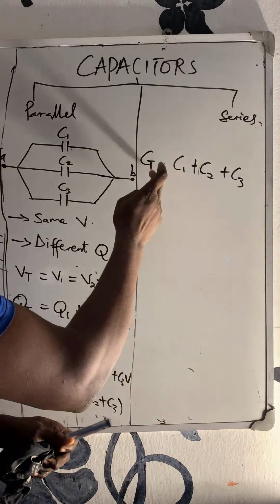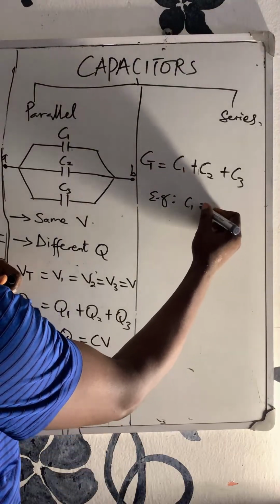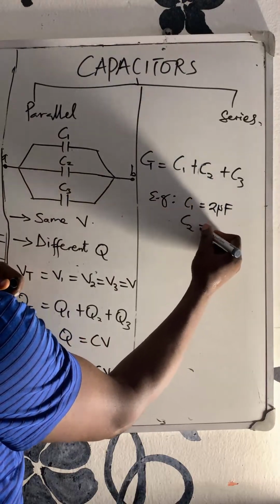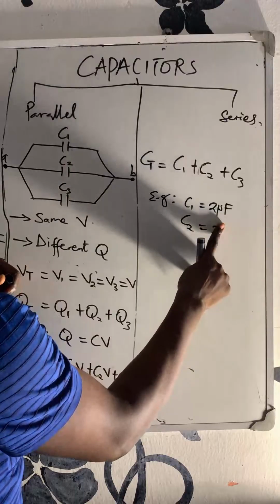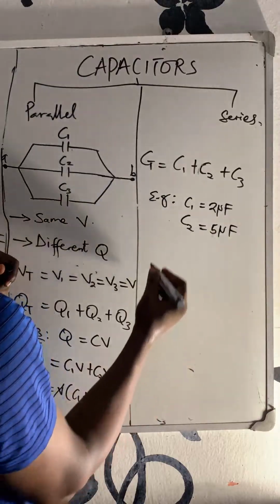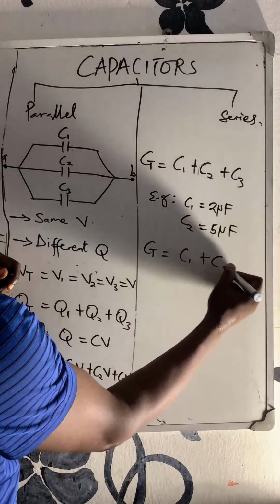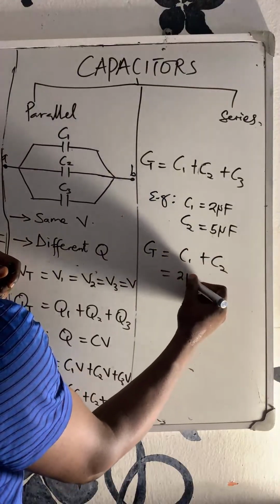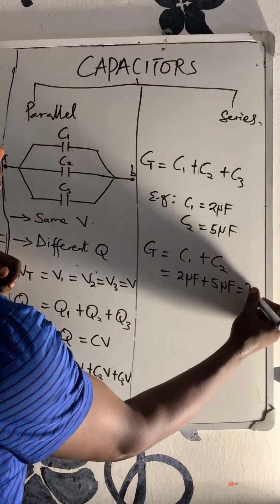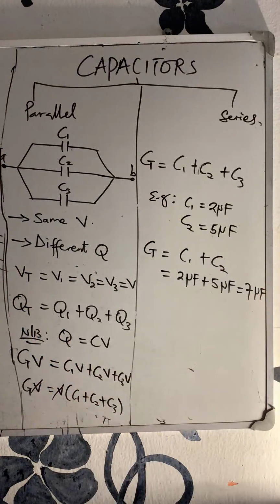When you are comparing, let's take for example, if C1 equals 2 microfarad and C2 is equal to, let me say, 5 microfarad. Now your C total in parallel will be C1 plus C2, which will be 2 microfarad plus 5 microfarad, and that will give you 7 microfarad.